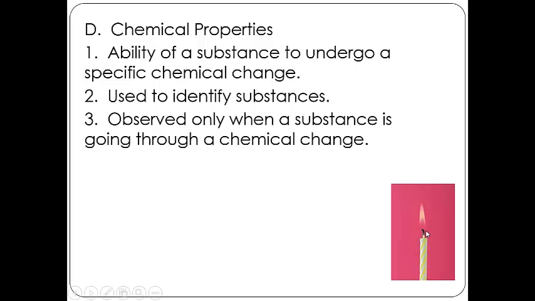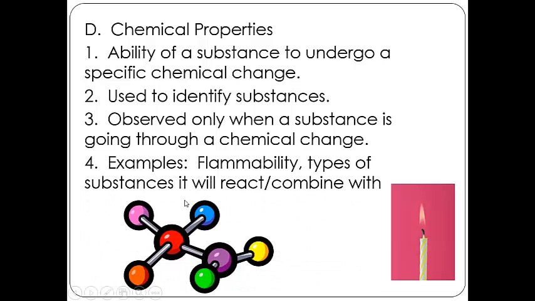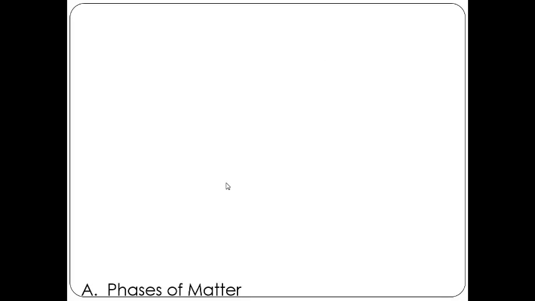So for example, the ability for something to burn. As it's burning, it's chemically changing, and so the flammability of it, whether it's able to burn or not, is a chemical property. Another common example in chemistry would be its ability to react or combine with other substances. Not everything is going to chemically react, but some things will and some things won't. Some things react with water, other substances do not. So its ability to react would be another chemical property.